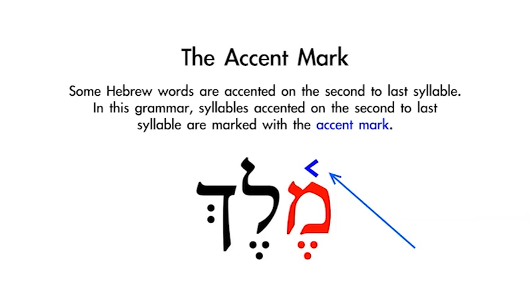So if we were going to divide this word, we would divide it right down the line here between the mem and the lamed. And we see in this particular word, because it's accented on the second to the last syllable, we're going to mark it with the accent mark. That's the accent mark in Hebrew.